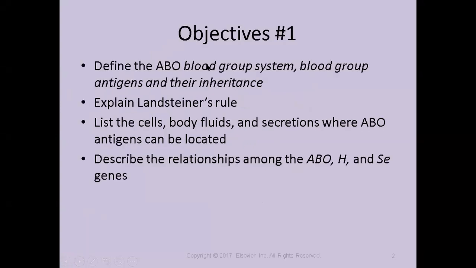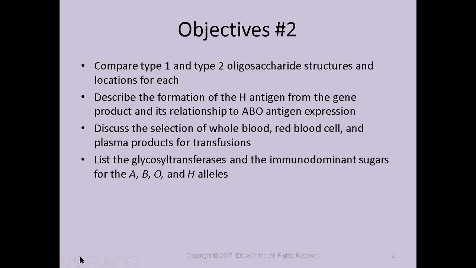So to begin with our objectives, by the time we are finished with this unit, you should be able to define the ABO blood group system, blood group antigens and their inheritance, explain Landsteiner's rule, list the cells, body fluids, and secretions where ABO antigens can be located. Describe the relationships among the ABO, H, and SE genes.